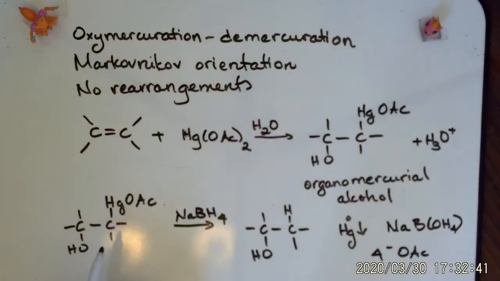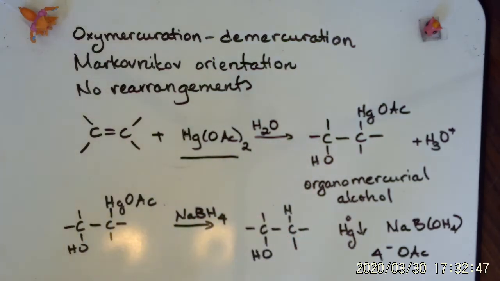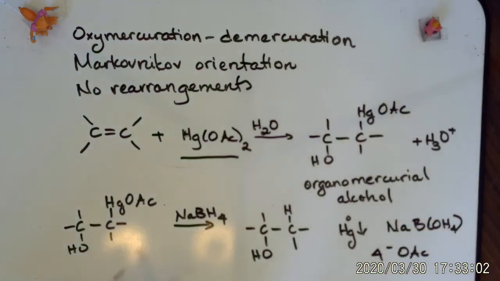So it comes in two steps. Step one is you have mercuric acetate, and your solvent in this case will be water. When you do step one, you form an organomercurial alcohol. Step two is you take your organomercurial alcohol and you reduce it with sodium borohydride, which essentially is a mild hydride. When you do that, you reduce your mercury from the mercury 2 state down to mercury 0.